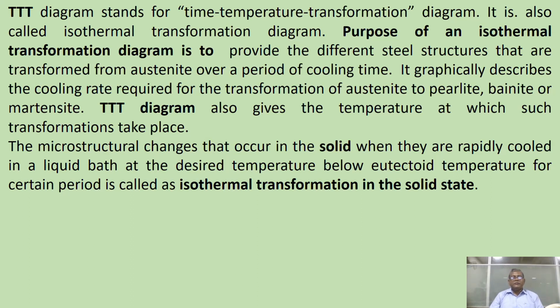The purpose of an isothermal transformation diagram is to provide the different steel structures that are transformed from austenite over a period of cooling time. It graphically describes the cooling rate required for transformation of austenite to pearlite, bainite or martensite. TTT diagram also gives the temperature at which such a transformation takes place.